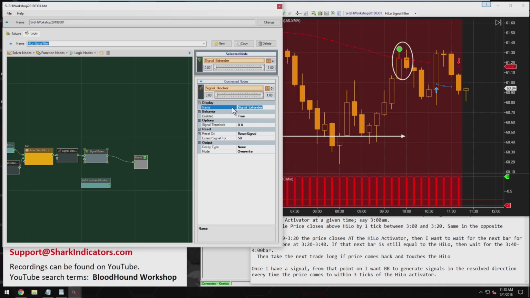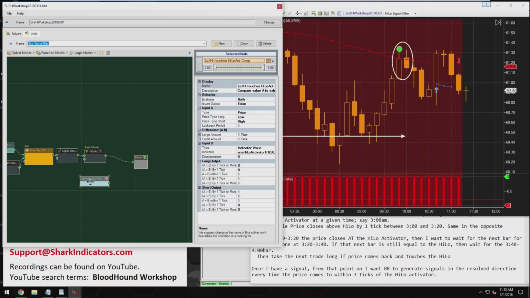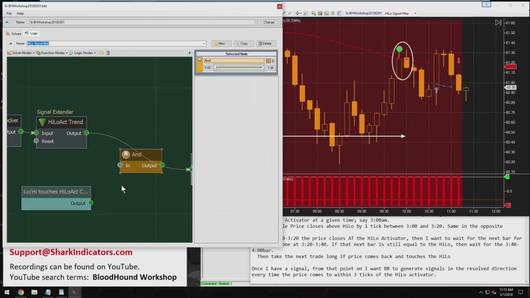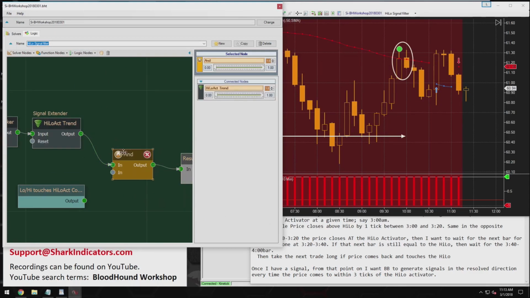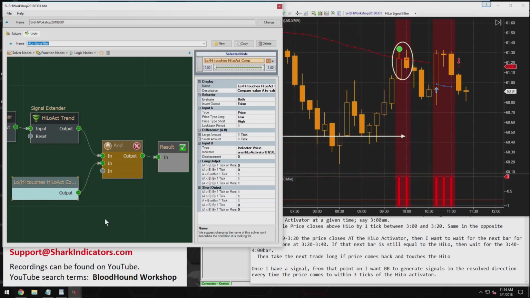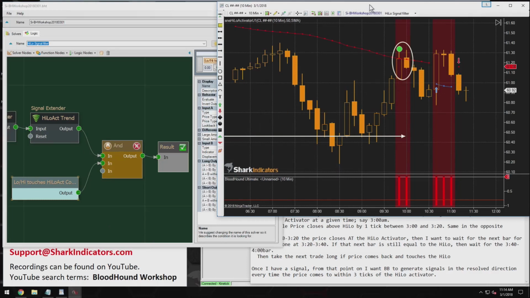Again, we can rename this if we want. We can call this the high-low activator trend. So we have a trend filter here, and then we have the solver that's detecting price touching the high-low activator. The next step is to connect these 2 together with an AND node. So let's connect that in. There we go. And connect this solver in. And there we go. So let's take a look.